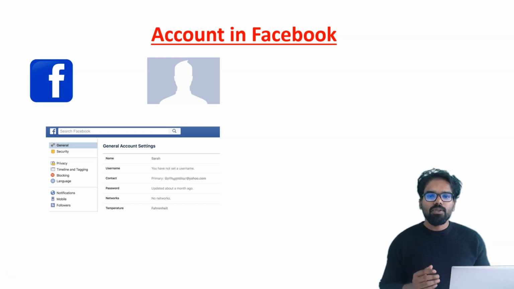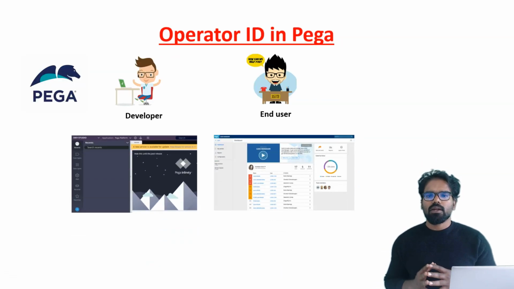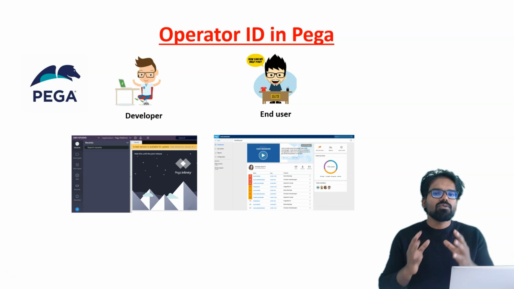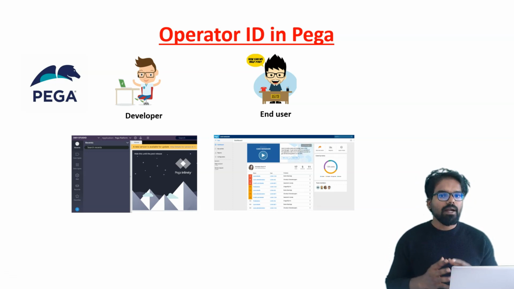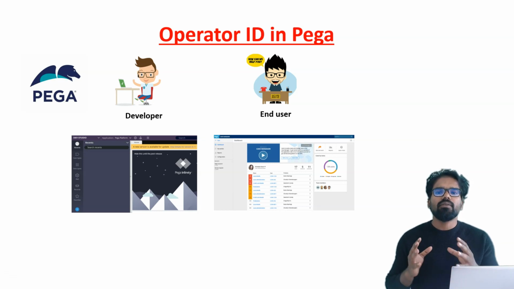Now let's check the Pega application. In Pega, we don't call it a user account. Instead, we call it an operator ID. So whenever you hear the term operator ID, just remember that it is exactly the same as the user account in Facebook. To use the Pega application, be it a developer, a lead system architect, an administrator, or the end user who uses the application, everyone should have an operator ID.